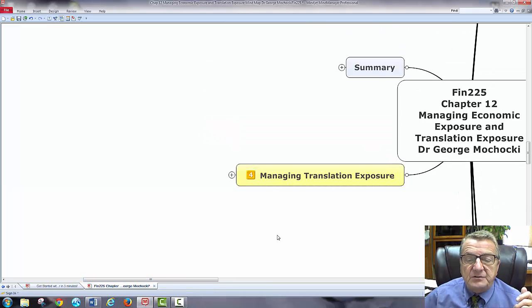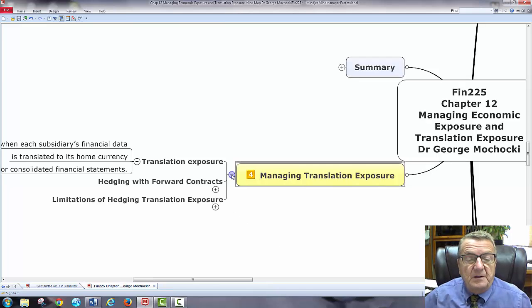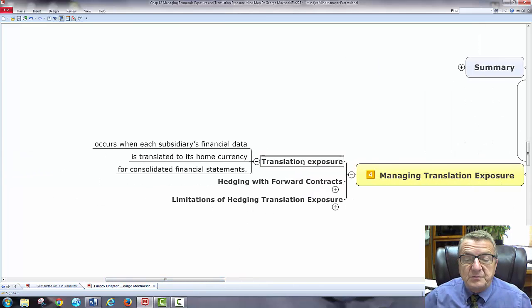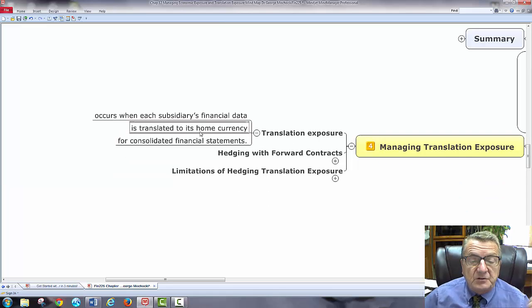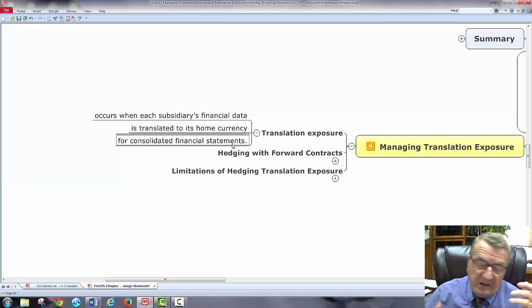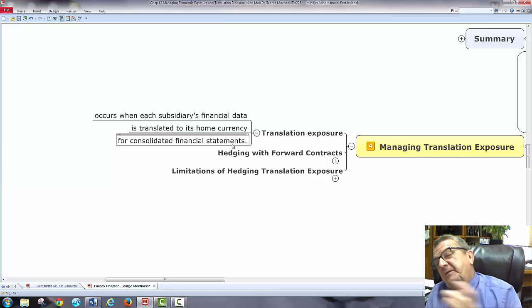Okay, managing transactional exposure. Transaction exposure occurs when one subsidiary's financial data is translated to its home currency. It's converted back for consolidated financial statements. So it's coming back, and now I have to account for it in the current dollars or currency, whatever it is. They make money, they appreciate, they depreciate. So I'm finally getting back. It's worked well. All my managers are doing well in the subsidiary, but now the money is coming back.